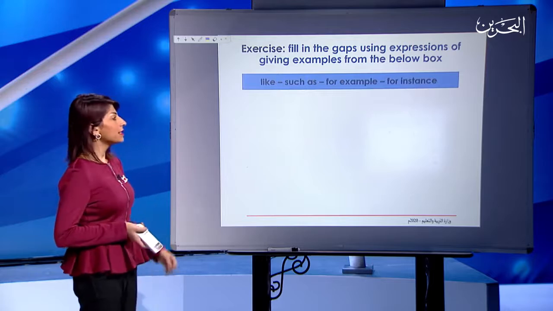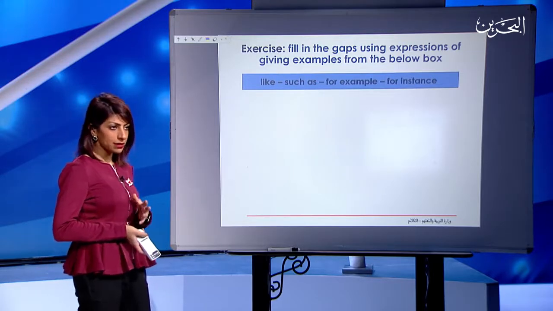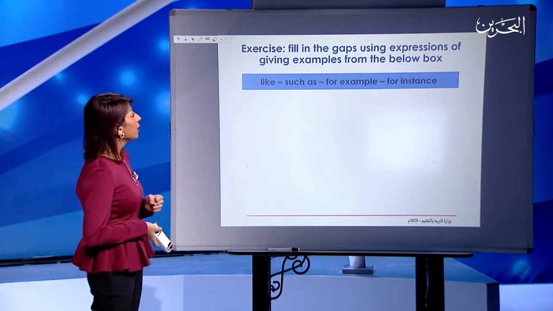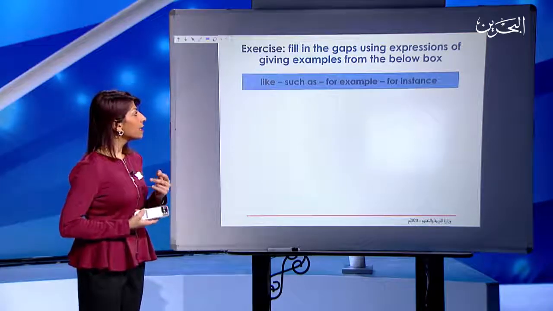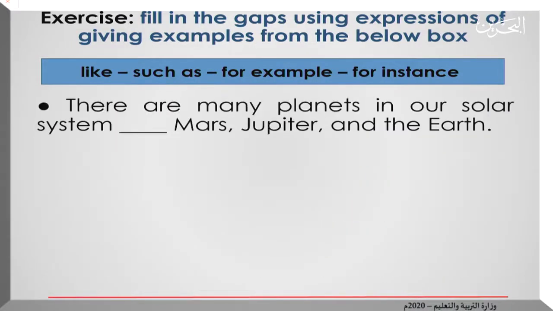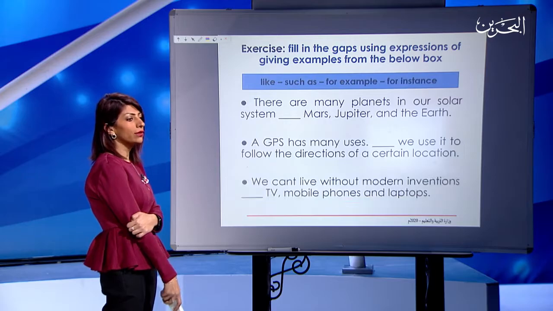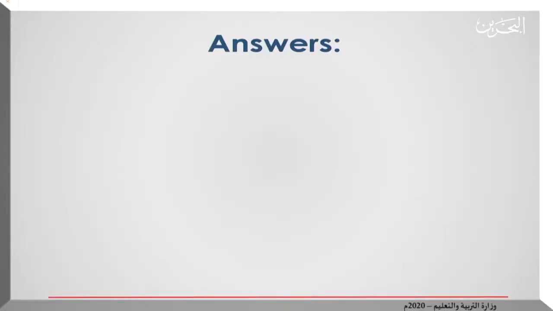Now, I'll give you a very simple exercise where I need you to fill in the gaps using expressions of giving examples from the below box. You have 4 expressions: like, such as, for example, for instance. The first one is, there are many planets in our solar system, blank, Mars, Jupiter, and the Earth. Which one suits the blank the best? You do the same with the second one, the third one, and then we will check the answers together. I'll give you 1 minute, try to do it.